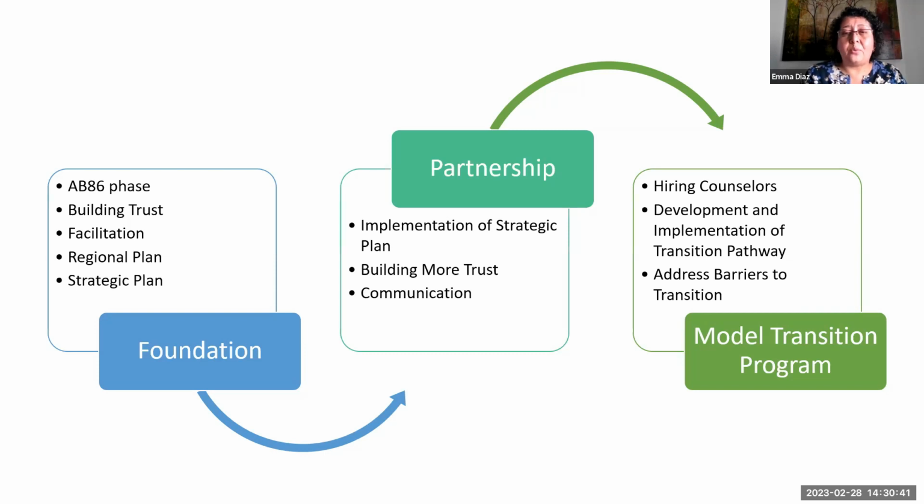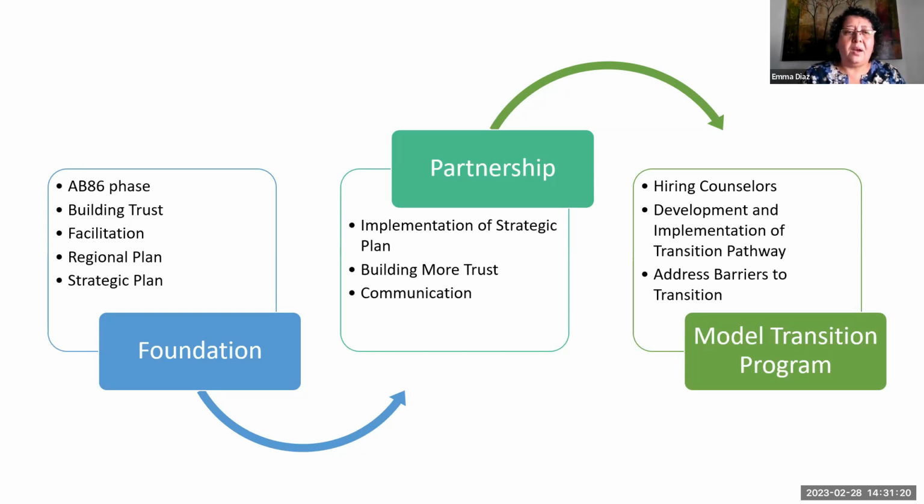We were tasked with creating that regional plan around the 7 objectives that AB 86 had, seamless transition being one of them. It began with building trust. That's really what we intended to do with the facilitation method that we used, which was really key and important for us. And then the results of that dialogue, the results of the conversation in the room, is what was captured in actual documentation. And that became part of the regional and then the strategic plan that we developed, which we are now implementing.